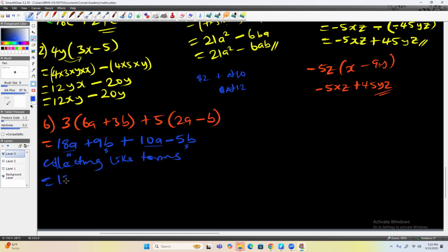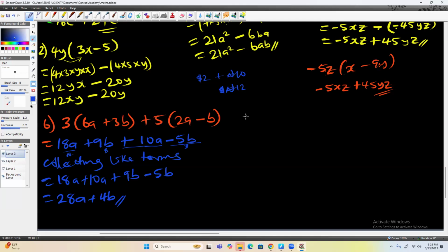So you go like this: 18a, find another a, this is it. But note that the sign is together with the number, so this is plus 10a. Then you have plus 9b. Is there any other b? Yes, it's negative 5b. Don't forget this sign; the sign is for the number. So 18a plus 10a is 28a. Now 9 minus 5 is positive 4b. And that is your answer.